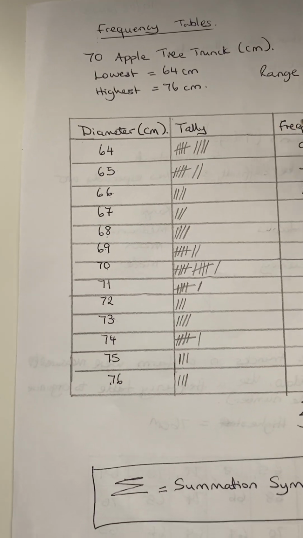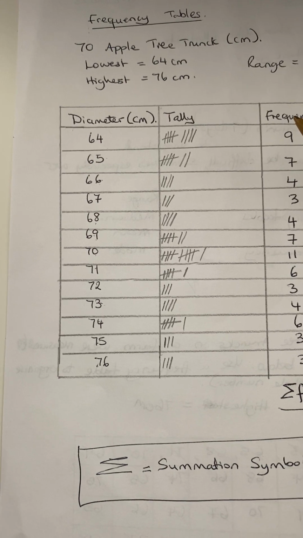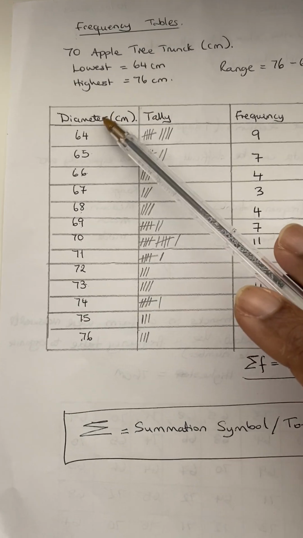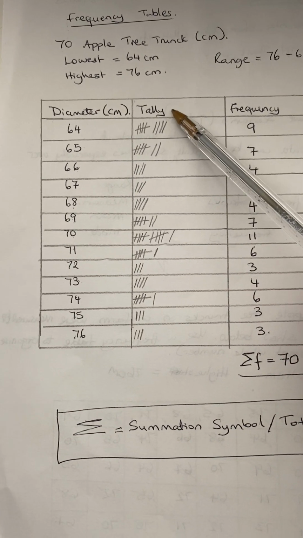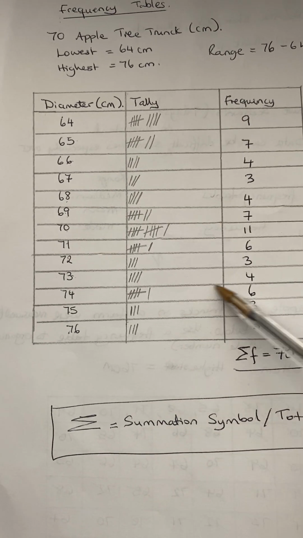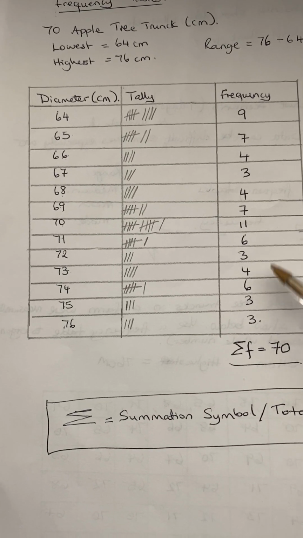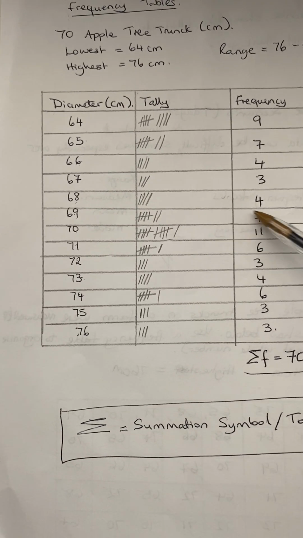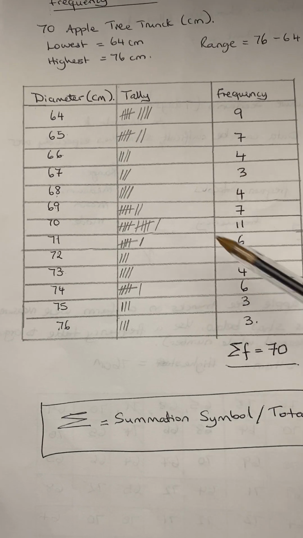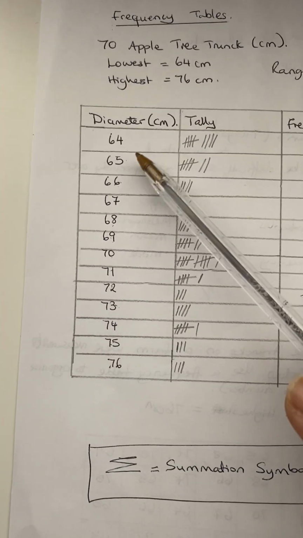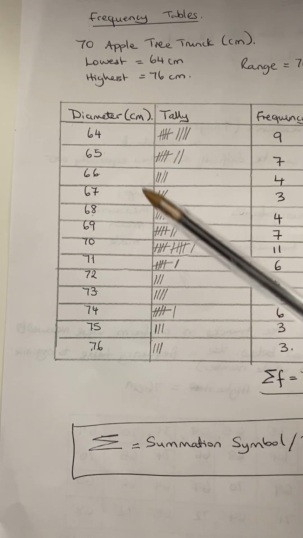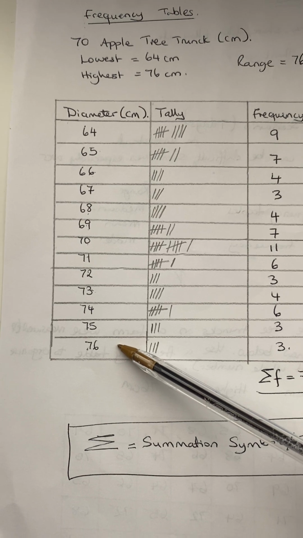Now with the tally, this is a frequency table. So I have my diameter, I have my tally, and I have my frequency. I did this all by myself. Under exam condition, you have to do all this by yourself. Now, the diameter, we found that the lowest is 64 and the highest is 76.